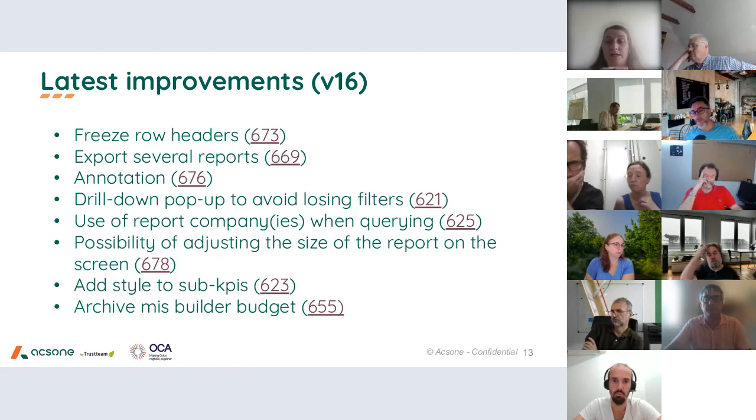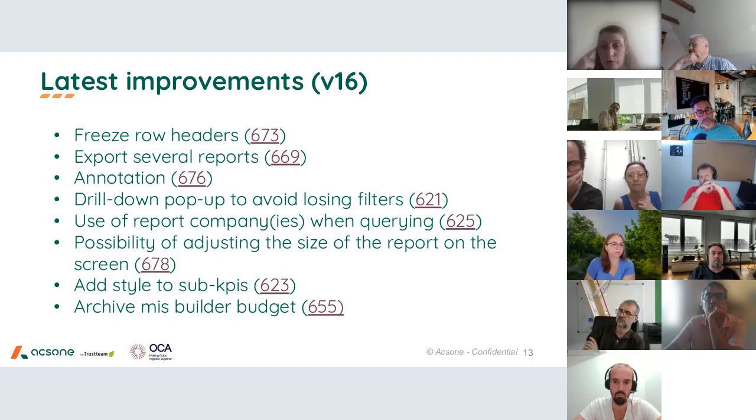The next improvement is the added style on sub KPIs. Now you can apply a style on the sub KPIs and not only on the KPI. You can now archive MIS Builder budgets. When you are in the configuration of the report on the column, you don't see the budgets which are archived.